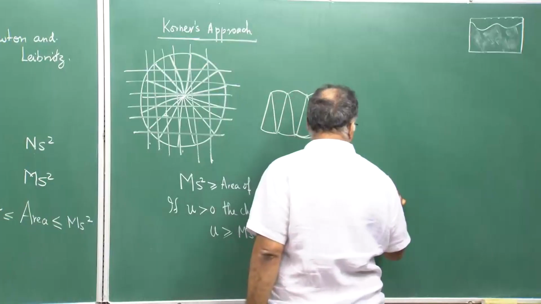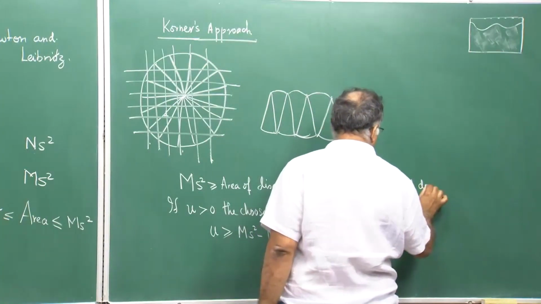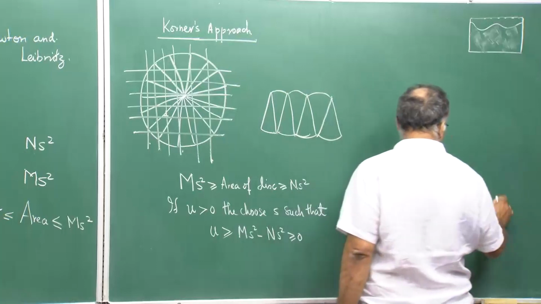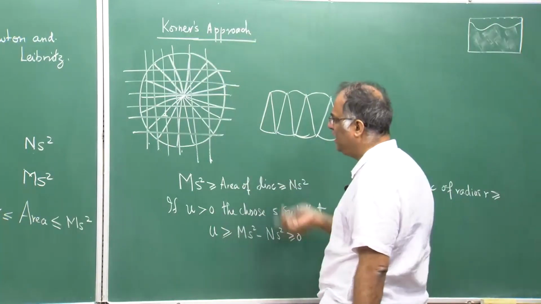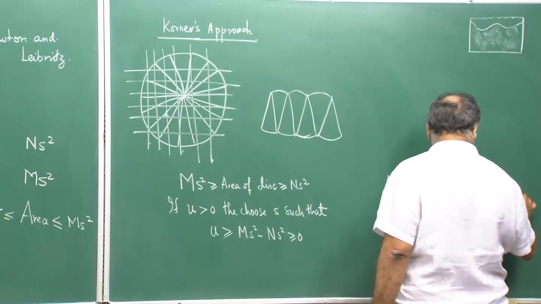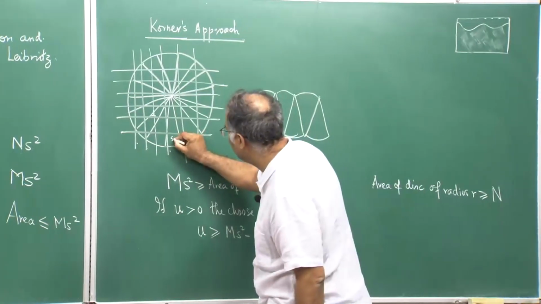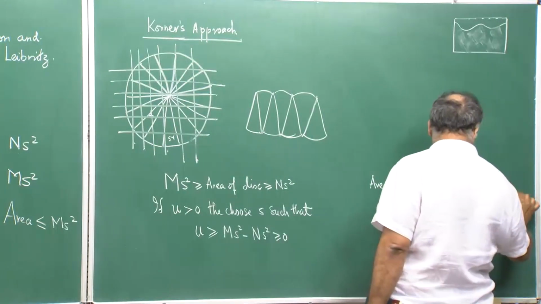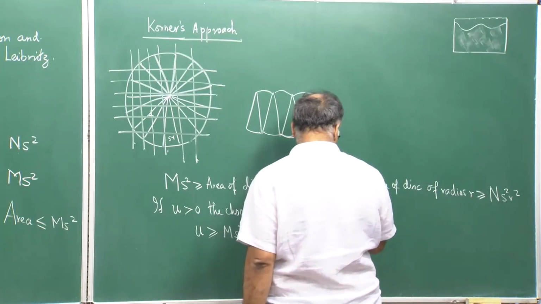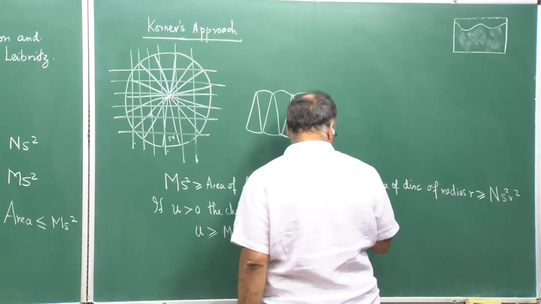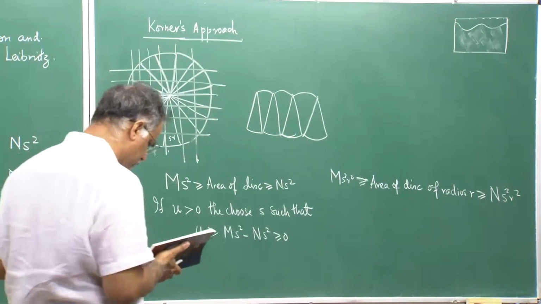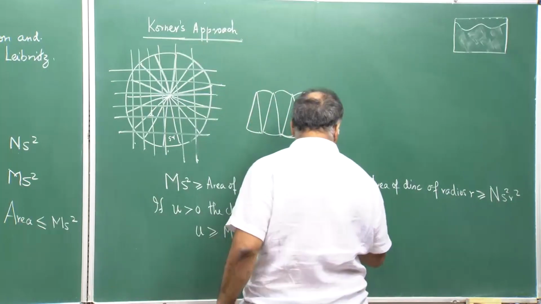So what would happen? Area of disk of radius r is now bigger than, you could have the same m and n, only the dilation has taken place. It is n, now sr is the size, so sr into sr, s square r square. So this inequality continues to hold. And of course, from here you will find that u r square.